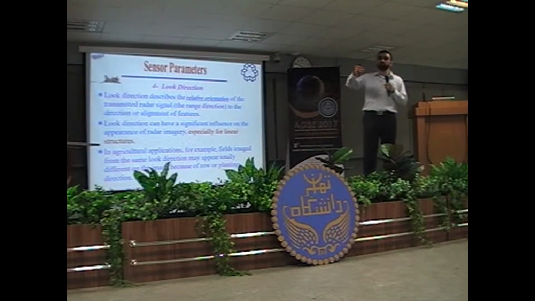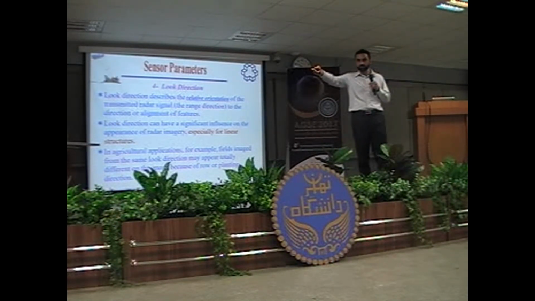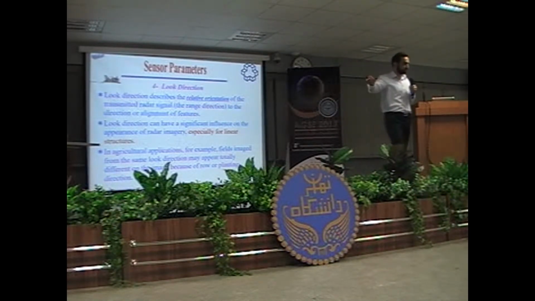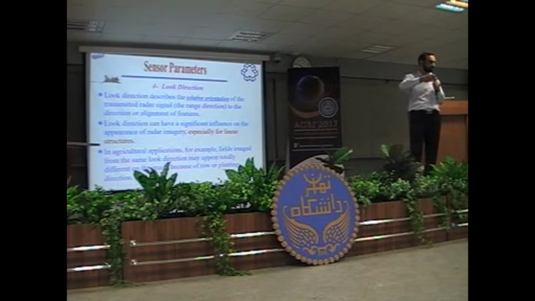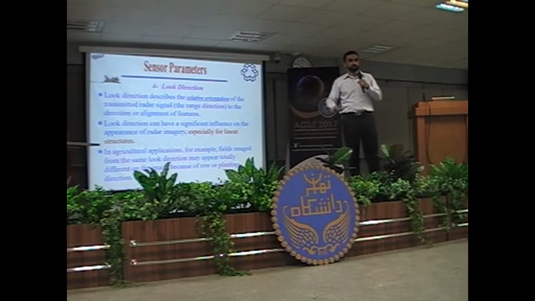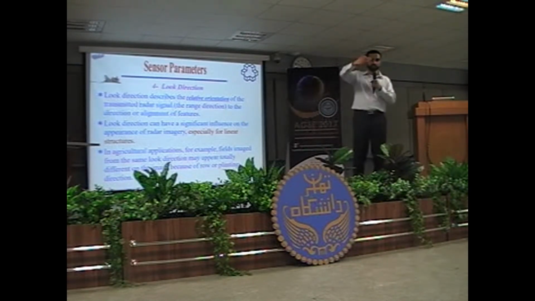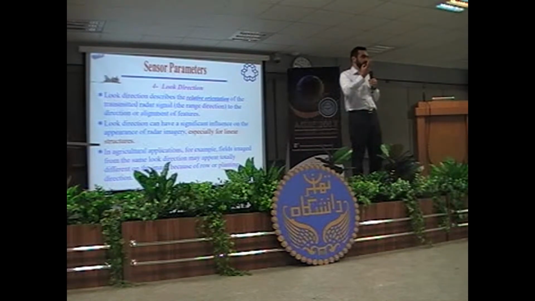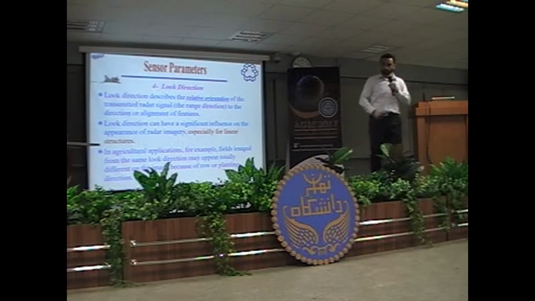Because the descending can also collect images, but it is at the other side of the Earth, so it is dark. It is during the night. So during the night, we cannot collect images in the optical remote sensing when it is descending. When the orbit is descending, it is night. But here, in the radar remote sensing, both images can be collected, both ascending and descending, because it is not dependent to the sun. It's sending its own source of energy.